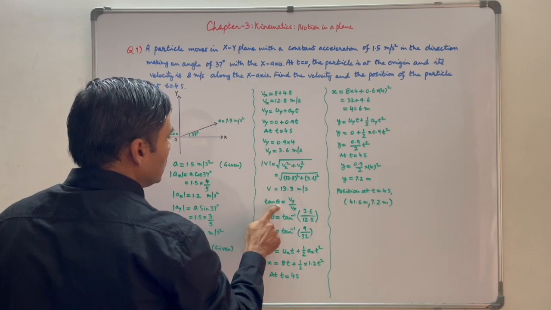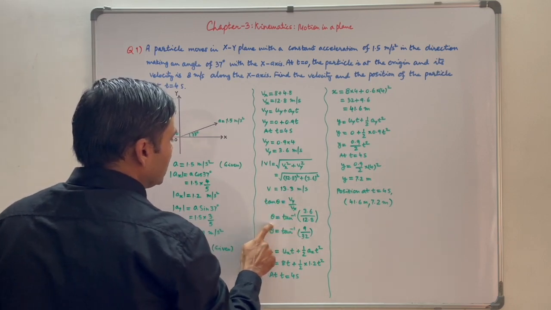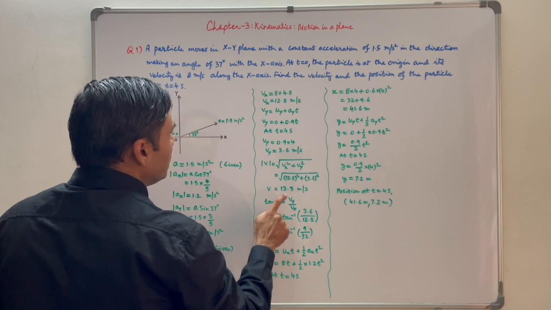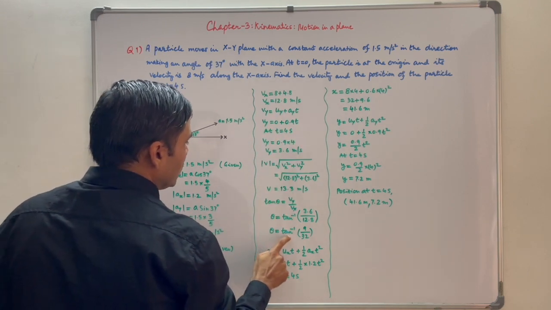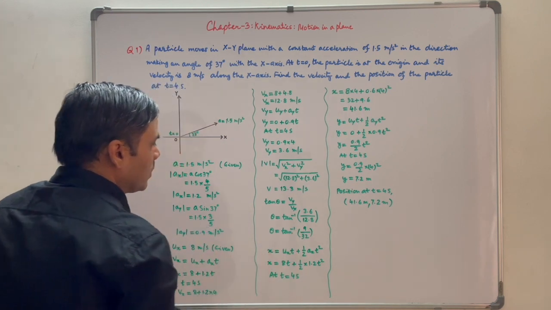So tan theta is equal to Vy upon Vx, or theta is equal to tan inverse Vy upon Vx. Vy is 3.6 and Vx is 12.8. So theta is equal to tan inverse 9 upon 32.